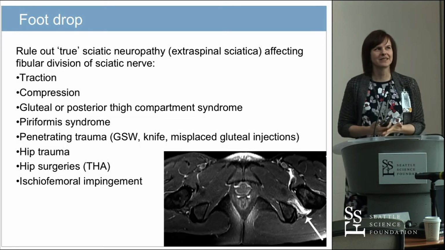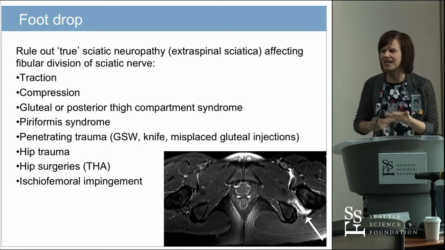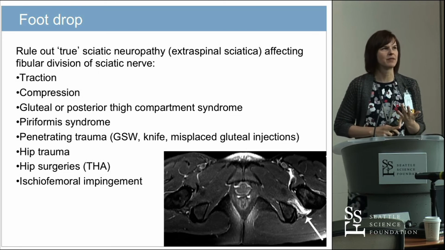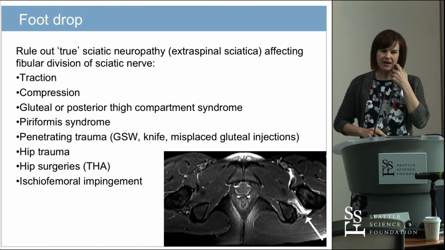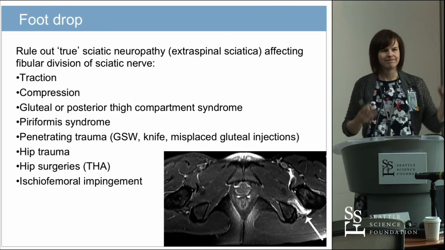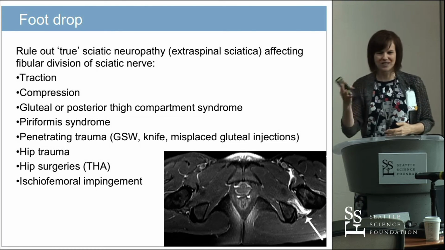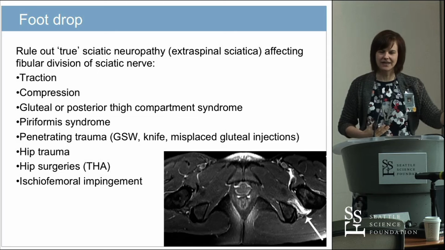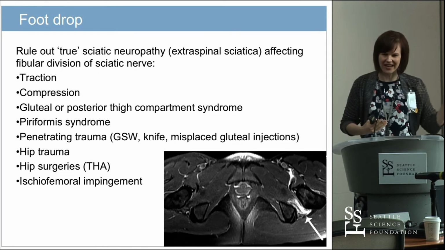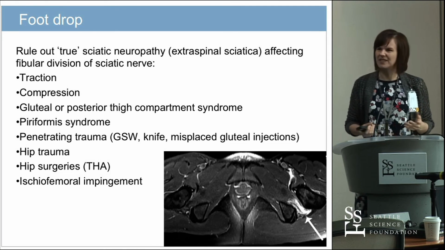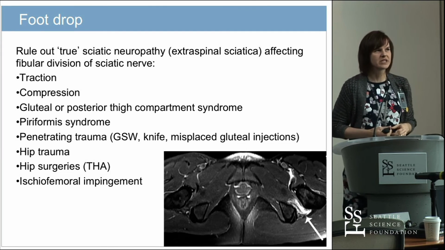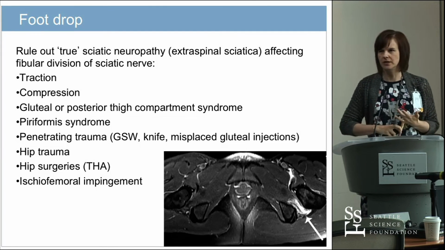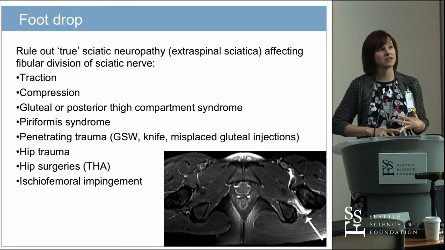So I think the biggest challenge with foot drop is ruling out L4, L5 radiculopathy, but also true sciatic neuropathy, because I hate the word sciatica because it confuses things. You know, radiculopathy is root. Sciatic neuropathy is sciatic nerve. And typically it affects the fibular division more than the tibial. It's just more persnickety. So traction of the sciatic nerve, compression.